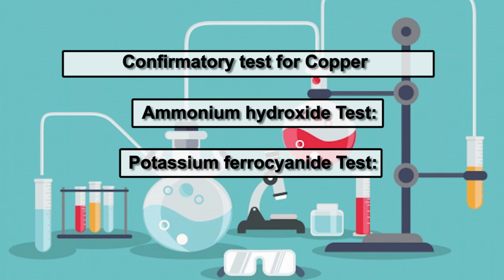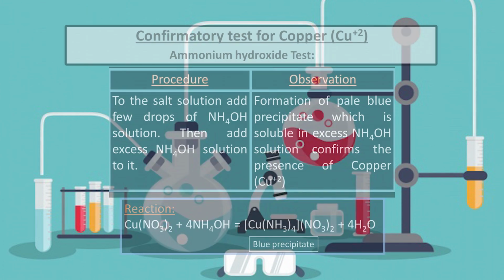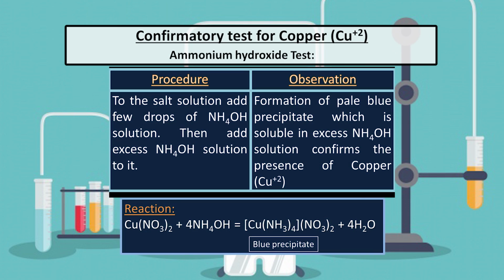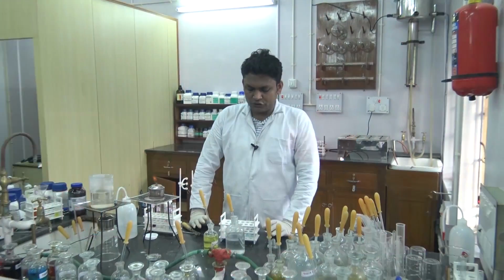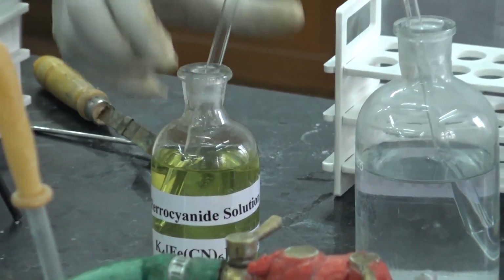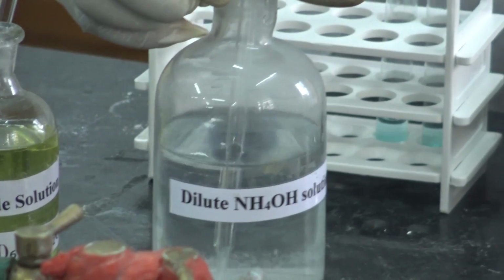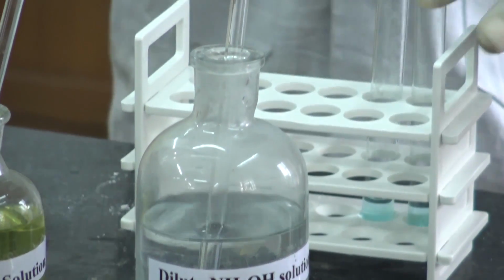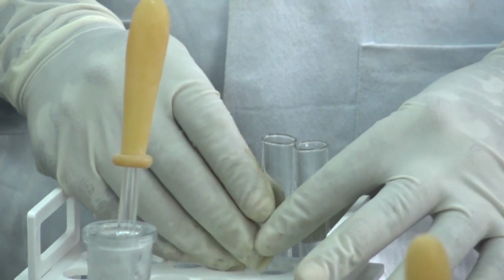Now we will perform the confirmatory test for copper, and there are two types of test. One is the ammonium hydroxide test and second is the potassium ferrocyanide test. For this reaction, we need test solution, potassium ferrocyanide solution, and dilute ammonium hydroxide solution. Now we have prepared the test solution with the copper ion and divided it into two parts.